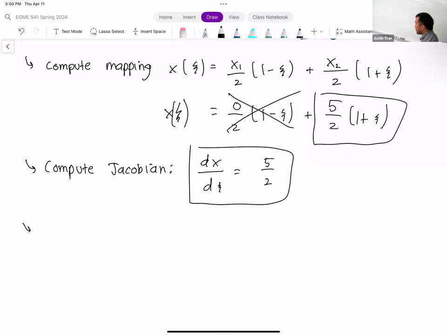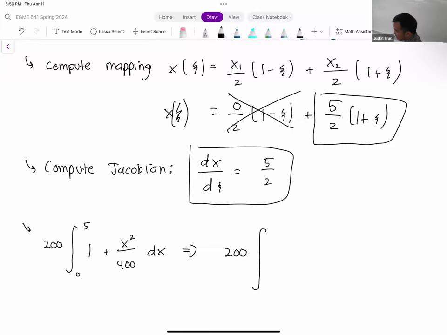So now that we have our mapping and our Jacobian, let's do our change of variables. Our original integral, 200 integral from 0 to 5 of 1 plus x squared over 400 dx. When we perform our change of variables, that 200 is still going to be there, so it's just a constant that's outside. Performing our change of variables will change the integration bounds to minus 1 and 1. Okay. So that's good.